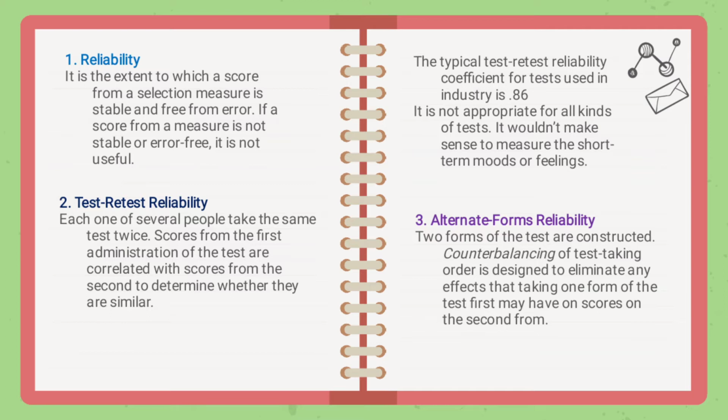So, next, another characteristic is the alternate forms reliability method. So, two forms of the same test are constructed. So, the scores on the two forms are then correlated to determine whether they are similar, no? If they are, the test is said to have form stability.